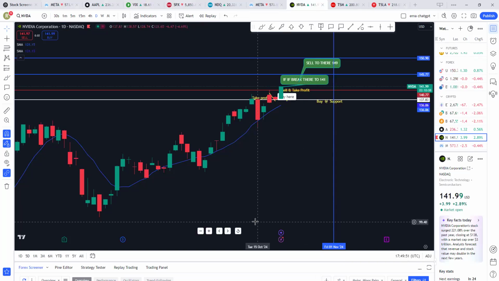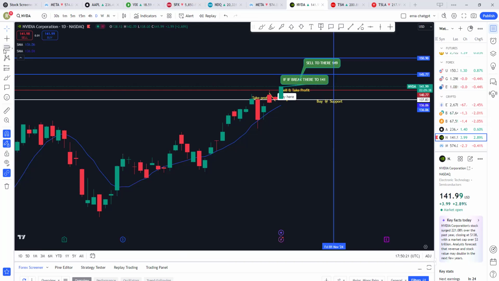You see? In NVIDIA, what I did for you, this is the moving average there. I put the moving average here, and I put the price target. For instance, I could buy at the support. I'm waiting for that to go to 137, and I put a sell, take profit at 140, like there.